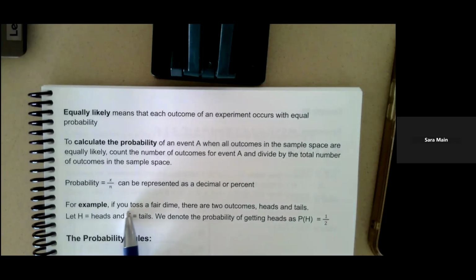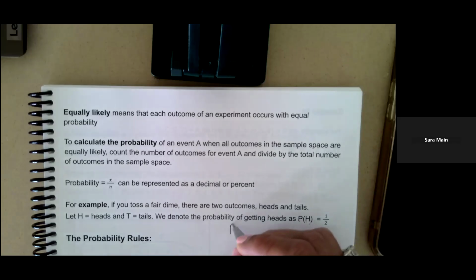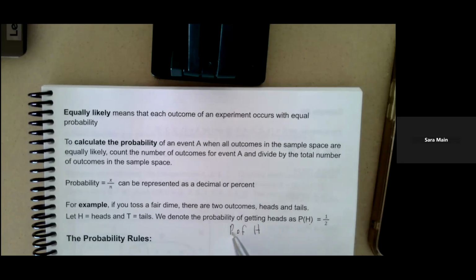So for example, if you toss a fair dime, there are 2 outcomes, heads and tails. Capital H will be heads, capital T will be tails. And we note this as P of H. That means the probability of H, meaning the probability of getting heads, is 1 out of 2.